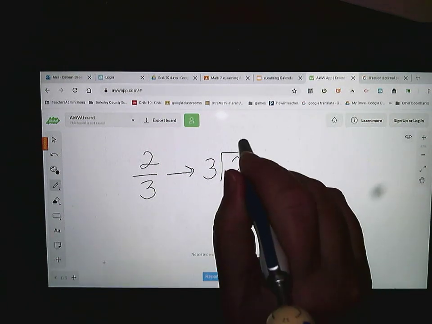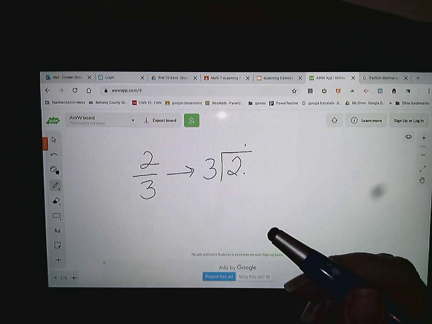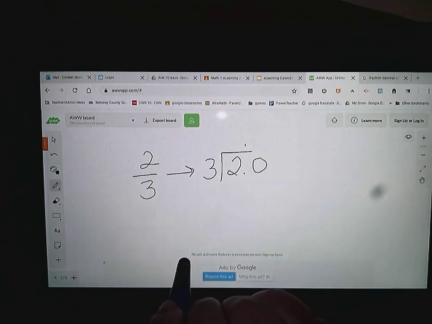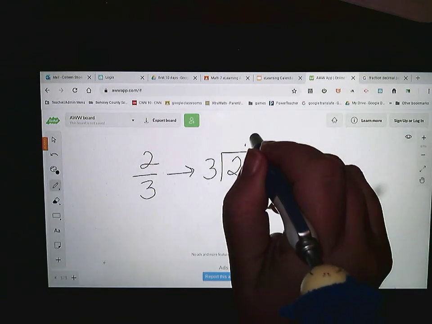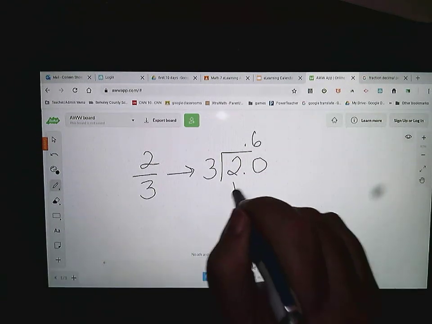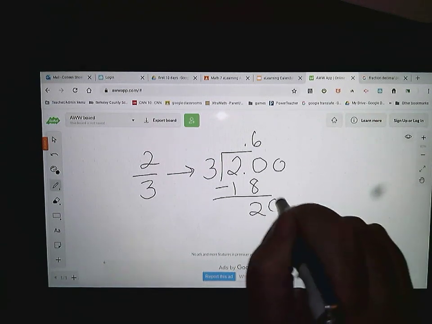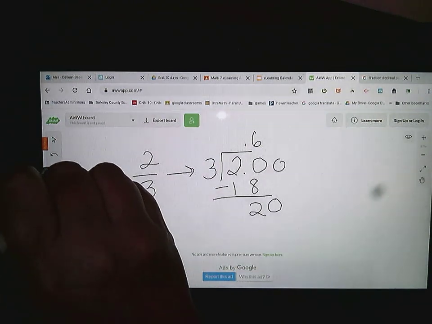Got to put my decimal point in there. And of course, you're probably using a calculator, and that's okay. 3 into 20 goes 6 times. That's 18. I subtract, I get 2. I can add a 0. And I'm back to the 20 again.